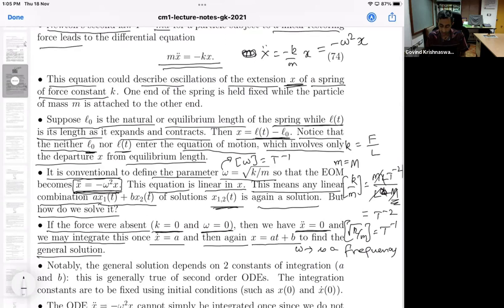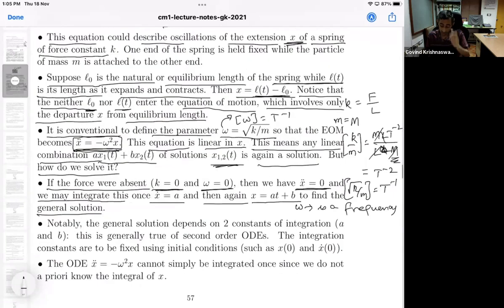Notably, the general solution depends on two constants of integration, namely a and b. Yeah, this is generally true of second order ODEs, ordinary differential equations. Second order equations would have two constants of integration. The integration constants a and b are to be fixed using initial conditions such as the initial location and initial velocity at whatever initial time you wish, need not be 0.